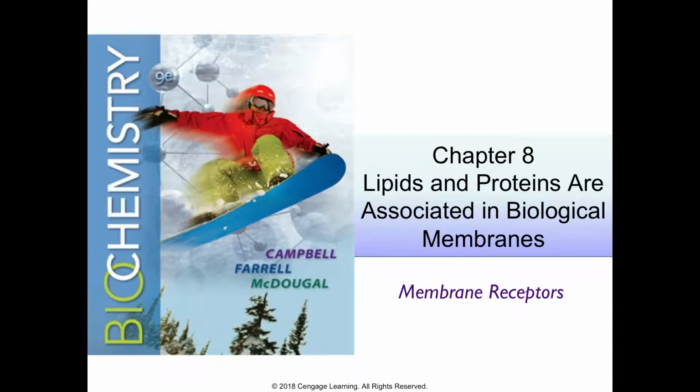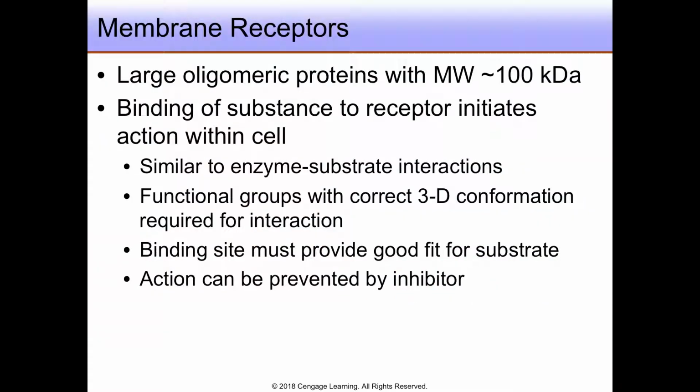Let's consider our second major class of membrane-associated protein as related to function. In this we will see a distinction between the protein transporters of our previous lesson and these membrane receptors. Membrane receptors are large multi-subunit proteins with molecular weights exceeding 100 kilodaltons.